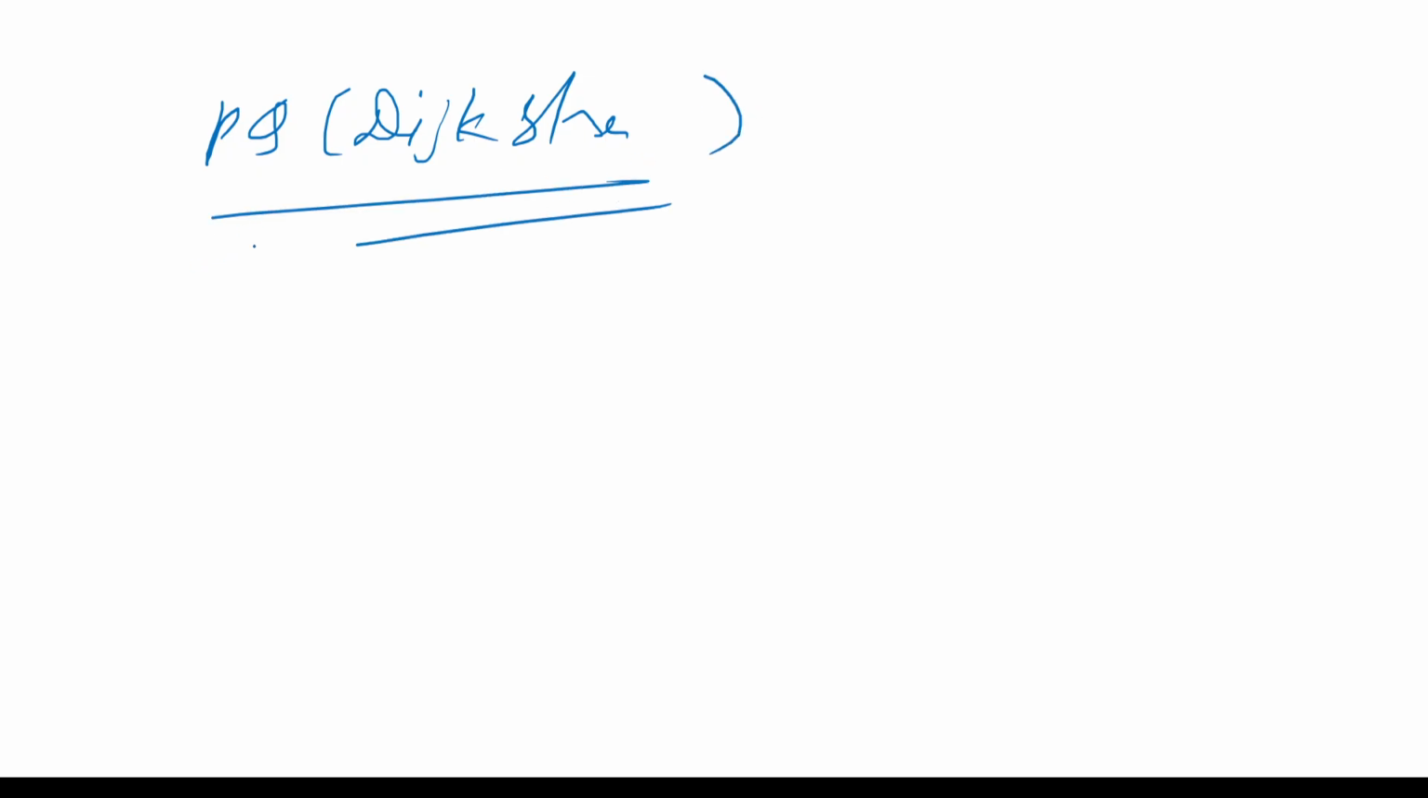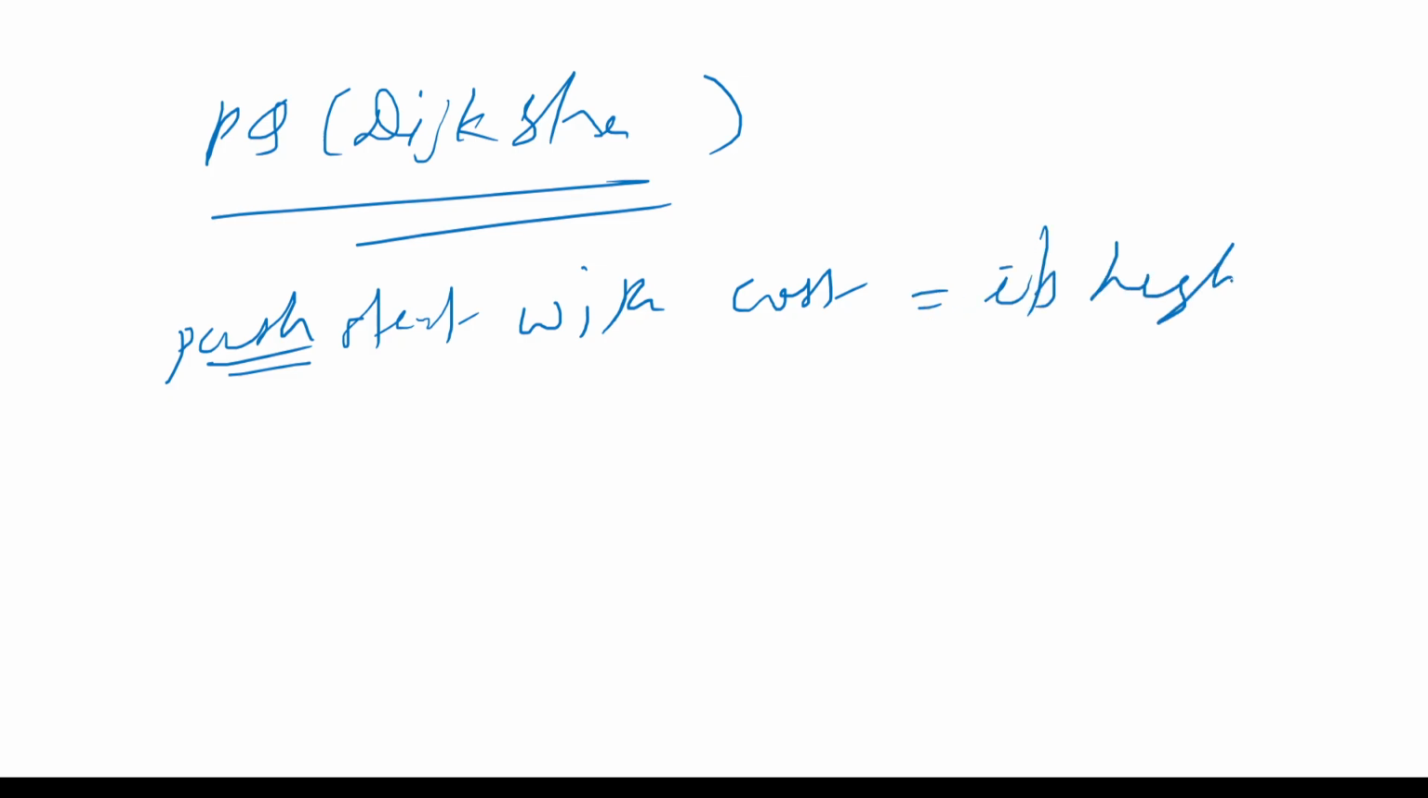Now let's talk about what I'm talking about. Let's suppose we have the priority queue. So the very first thing we'll do is push the start with its cost. The cost is nothing but its height, and initially its height is 0.